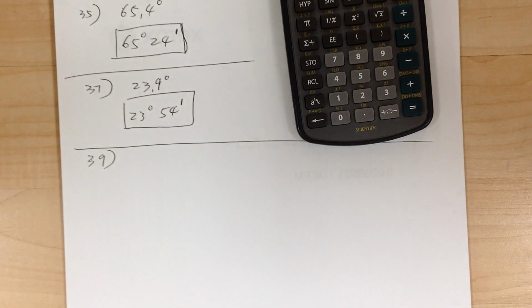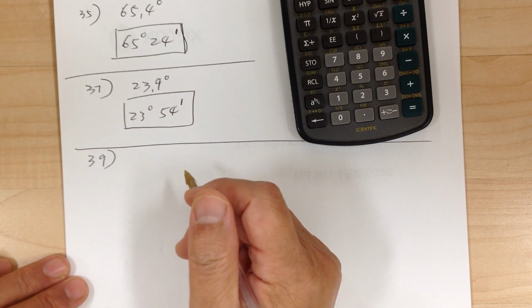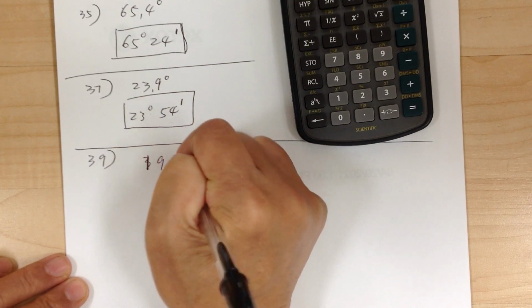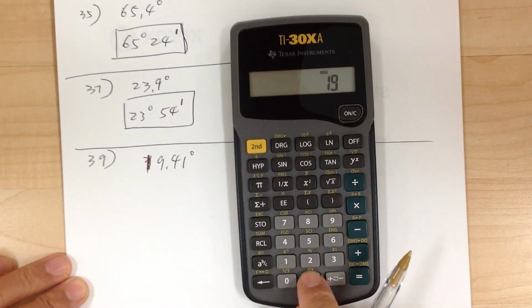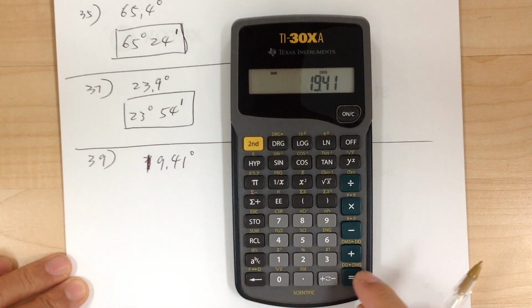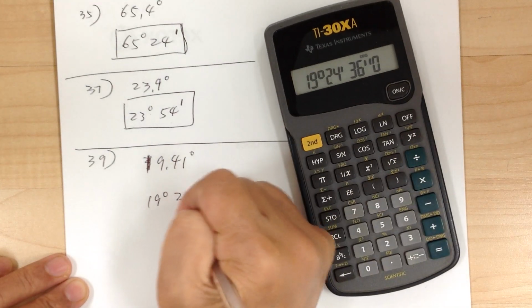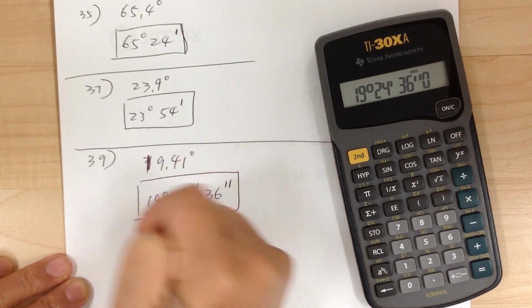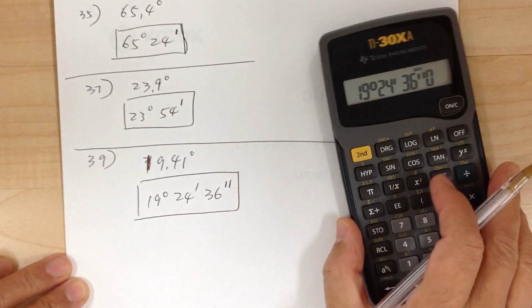Okay, number 39. This one you want to convert into degrees, minutes, and seconds to the nearest second. You have 19.41 degrees, and you convert into DMS. This will give you 19 degrees, 24 minutes, and 36 seconds. So again, this means minutes, and this means seconds.